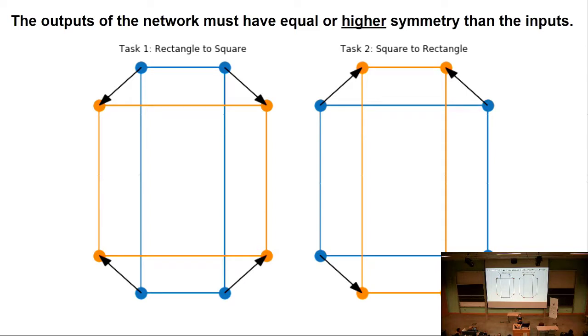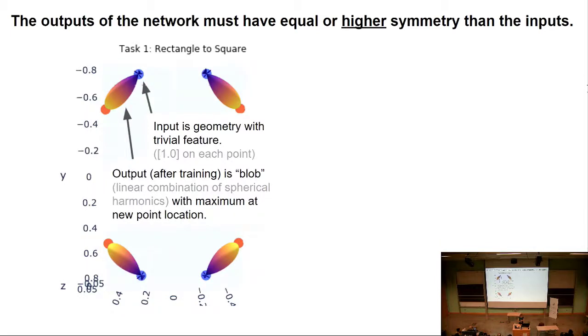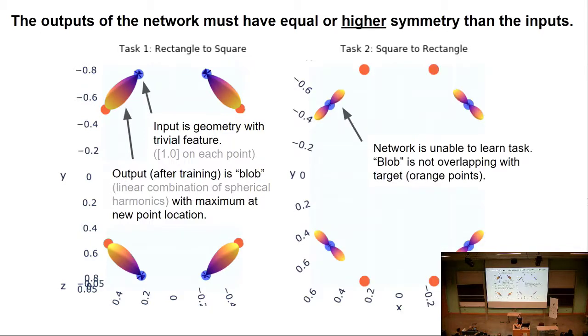But we also don't necessarily want it to do two, because that's breaking symmetry. I'm going to show with these blobs, these spherical harmonics that we're interpreting as geometry, where the blue points want to go. They want to go to the orange point. The input is just the coordinates of the rectangle, and the blobs are the geometry that we want to displace to. The fact that it's overlapping with the orange means it's doing the task. We're able to do this one in less than 100 training steps. It's really fast.